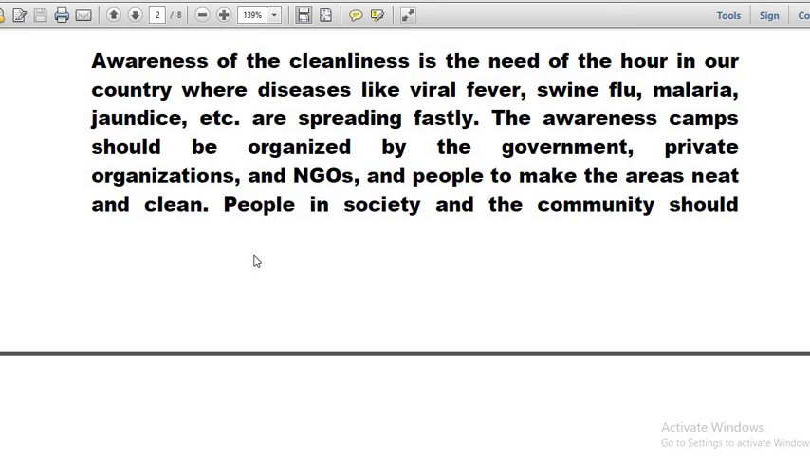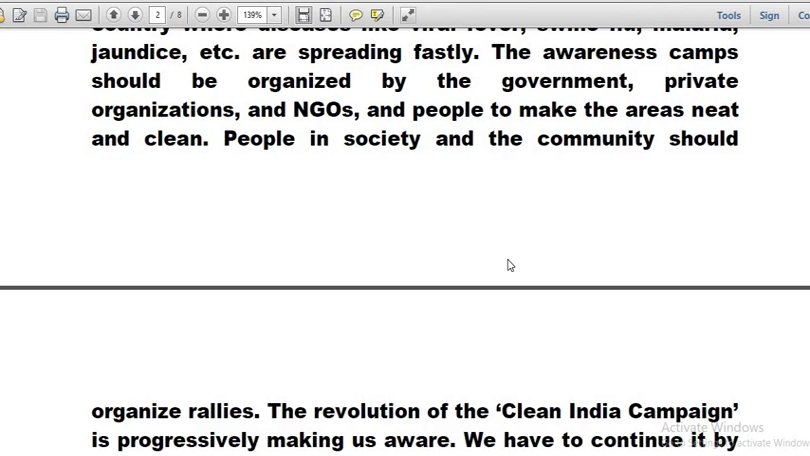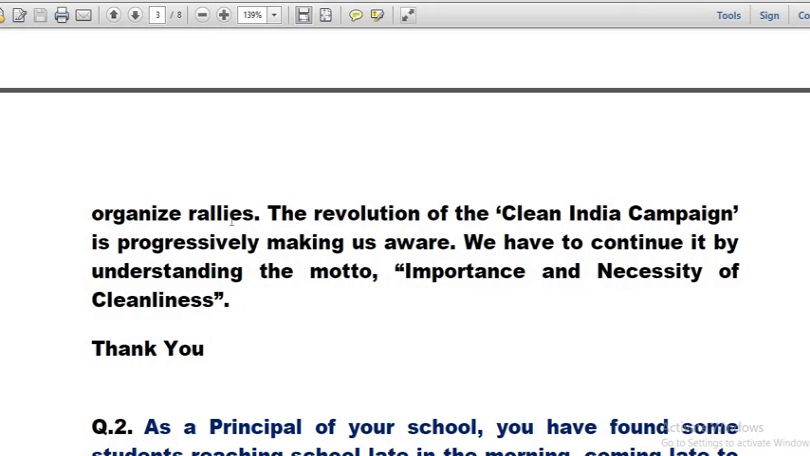What should be the motto? The motto should be a clean environment, a neat and clean environment. That should be the motto, because if we stay in a neat and clean environment, ultimately we will be less affected by diseases. People in society and the community should organize rallies. Why? Because we have to generate complete mass awareness.